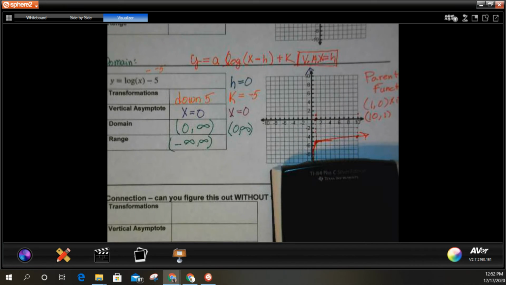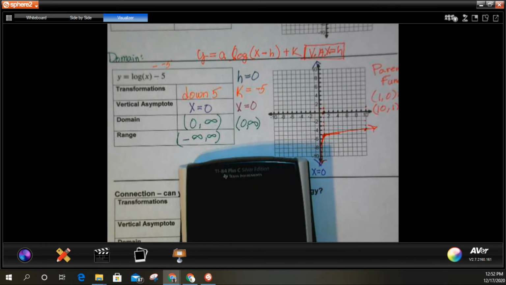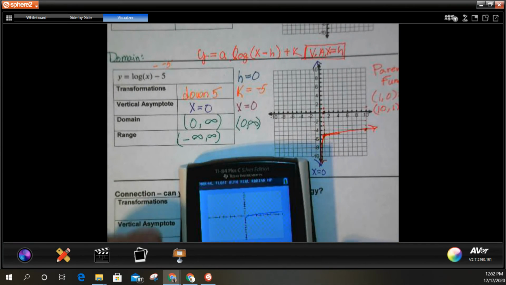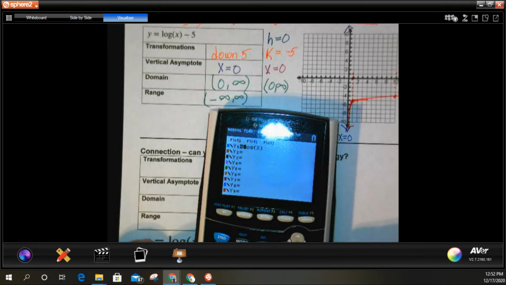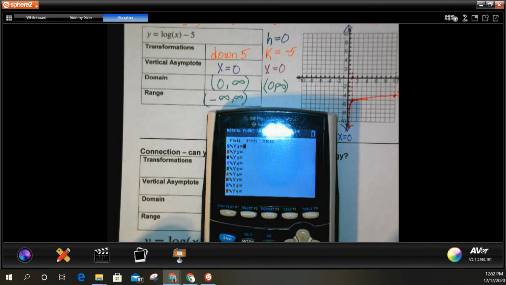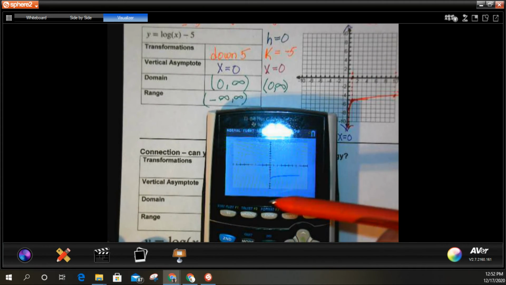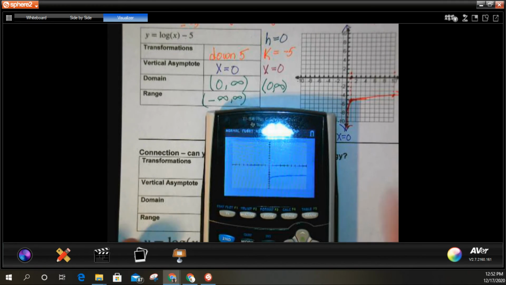So let's look at our y equals button. I've got log x, close off the parenthesis, minus 5, and graph it. And I noticed right off the bat here, I do not have that extended line, but that's okay. Let me get some key points here. Go to second graph. And here's a good one, 1, negative 5.